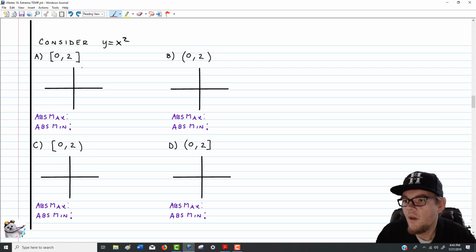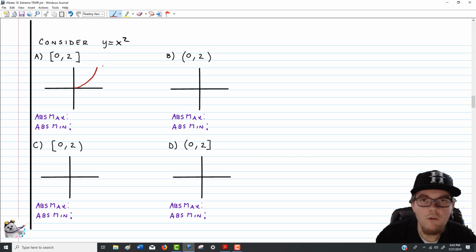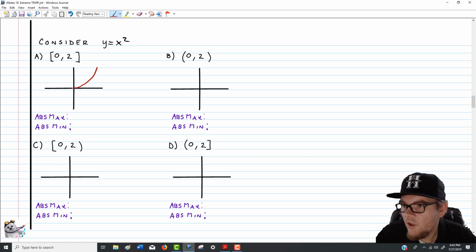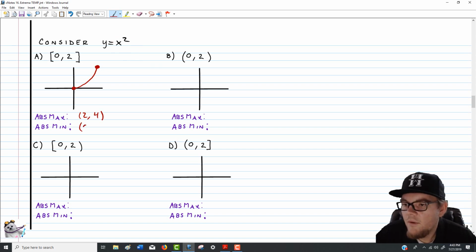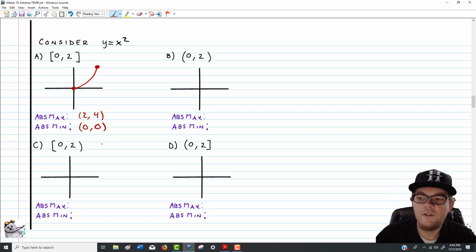So if I graph 0 to 2 for x squared, we know that it has its vertex at 0, and then it increases from there. In the closed interval, it's going to look like this. Our absolute maximum is pretty easy to find. It's going to be the point (2, 4), because 2 squared is 4. And our absolute minimum, very easy to identify as well, is going to be (0, 0).